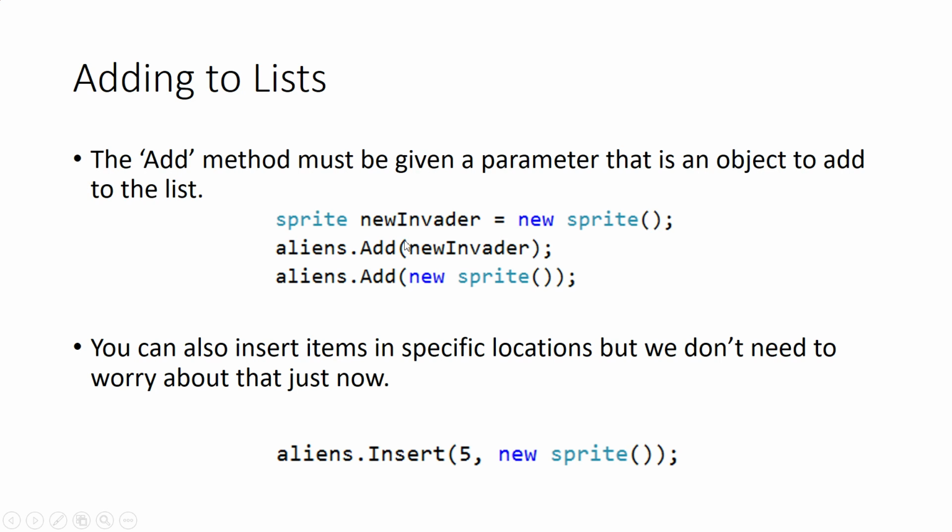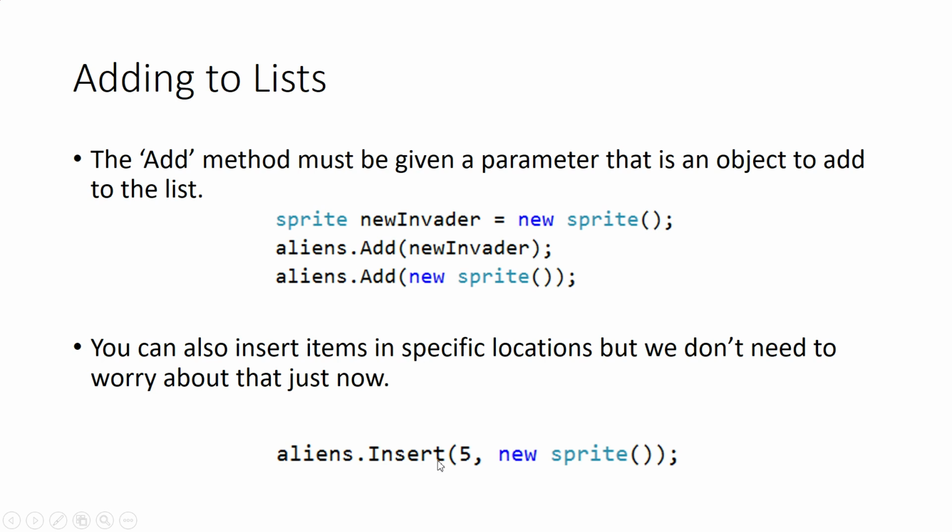So in a bit more detail, how to add to a list. You use the add method, and inside the brackets, the object you're adding. You could add a whole new sprite, or you could add a sprite that we created earlier, because it's a list of sprites. If it was a list of vectors, you could add a new vector, or a vector you created earlier, whatever it is. You can pass in a reference that way.